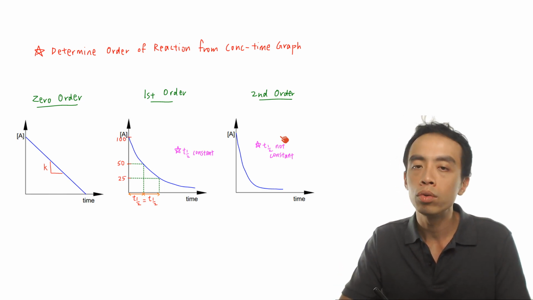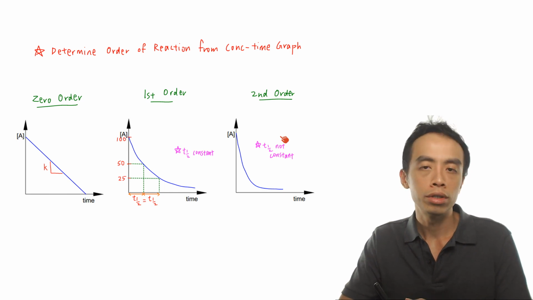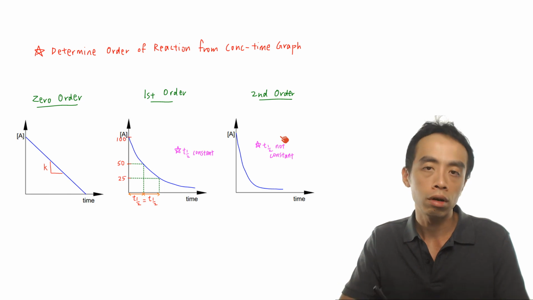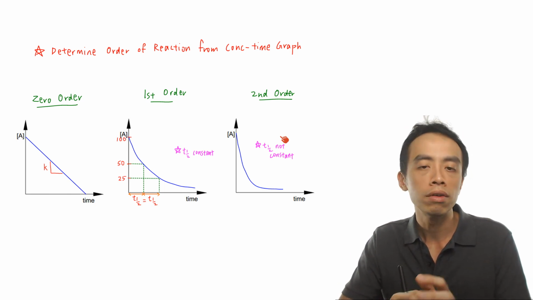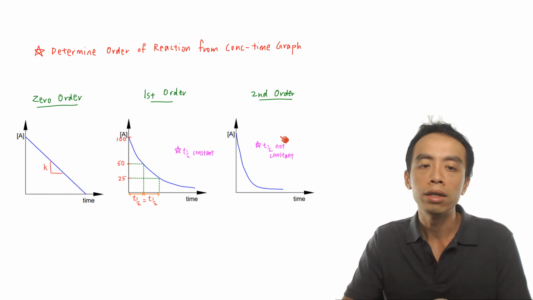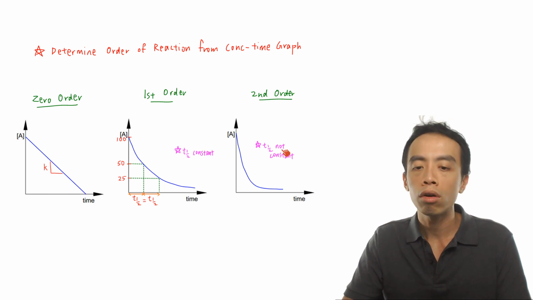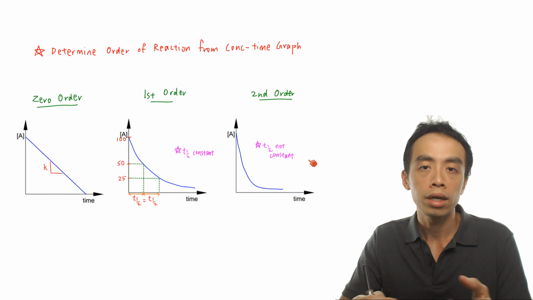So the next thing we do is find the half-life, which is the time taken for me to decrease the concentration of the reactant to half of its original amount. If half-life is a constant, then it is a first order reaction. If it is not constant, then it is a second order reaction. Alright, so that was the discussion involving the rate equation and how to make use of the concentration time graph to determine the order of reaction with respect to a particular reactant.